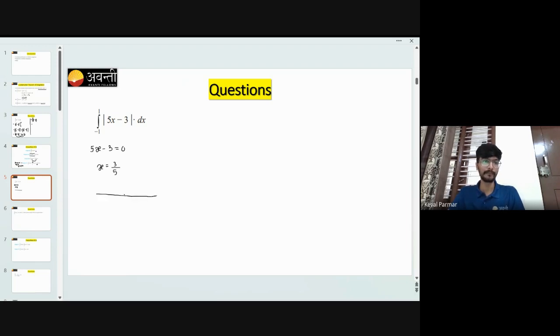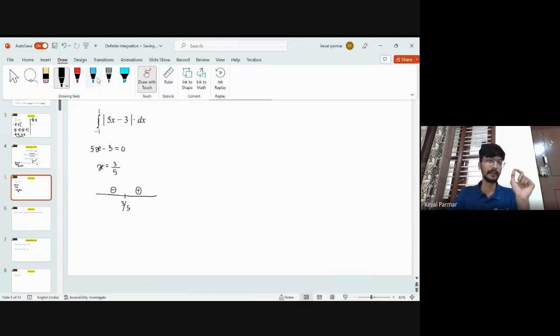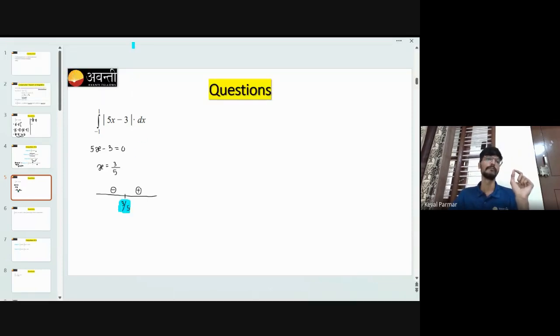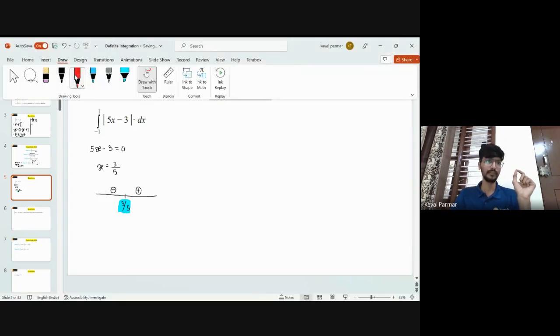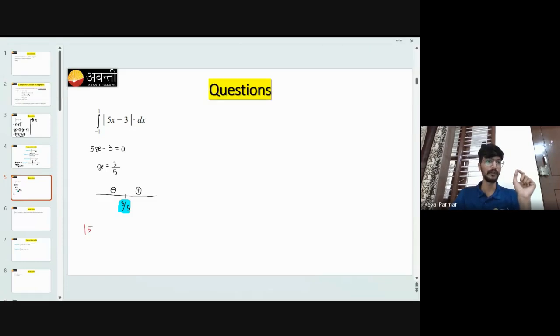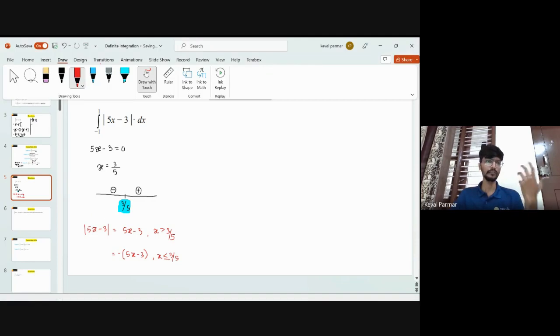After this, we make a number line. This is 3 upon 5. If my value of x is greater than 3 by 5, then the mod value is positive, and if less than 3 by 5, then the mod value is negative. So that means I need to split the integrand at 3 by 5. I hope you are getting it. I can show you both ways. This is the theoretical way, and this is the short form, the way we use in MCQs. So mod of 5x minus 3 is equal to 5x minus 3 when x is greater than 3 by 5, and is equal to minus of 5x minus 3 when x is less than 3 by 5. So any definition you can use.